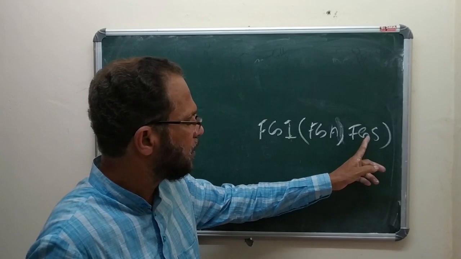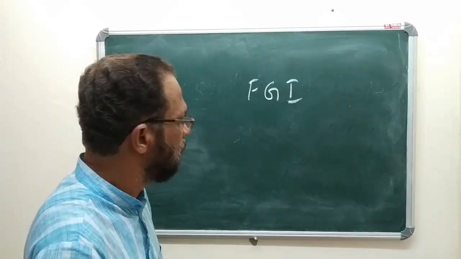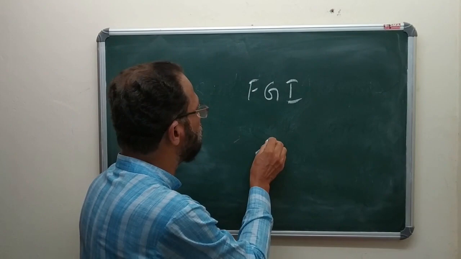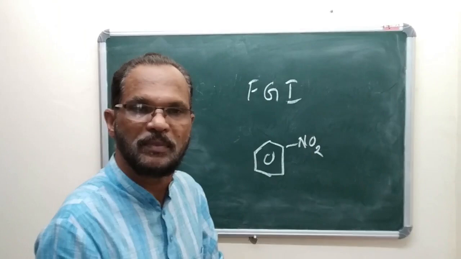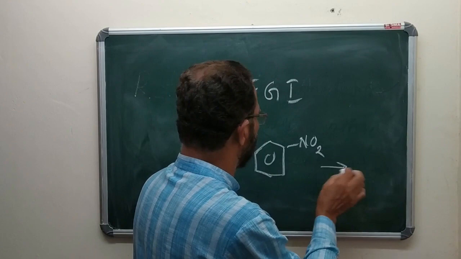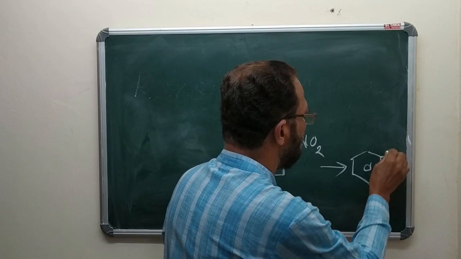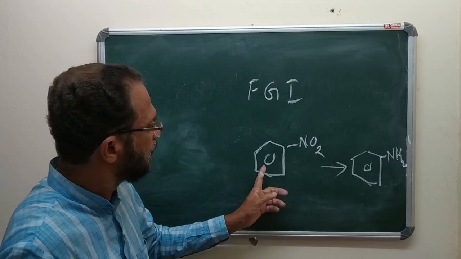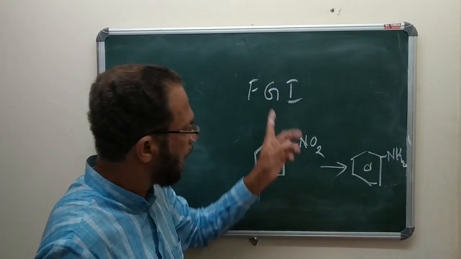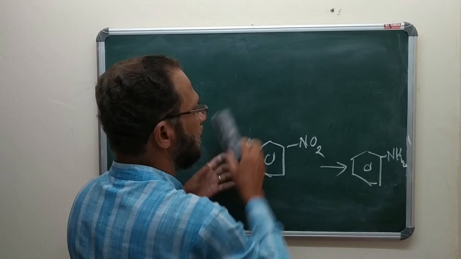Say, for example, a nitro group can easily be converted to an amino group in synthesis. In real chemical synthesis, this can be converted to an amino group. This is really what we are doing. But when you approach in the retrosynthetic manner, we write it as amino group, that is aniline.